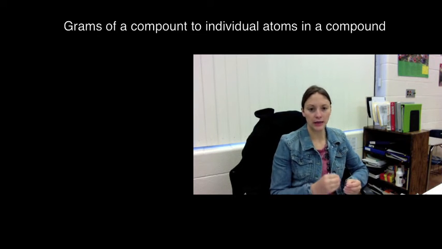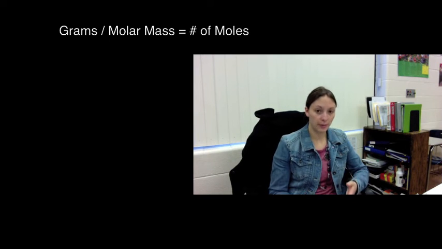The last thing we're going to look at for this half of the chapter is converting from grams of a compound to number of individual atoms of an element in a compound. And we looked at this before, actually, when we talked about converting from molecules of something into carbon atoms, or moles of carbon atoms. So when we do that, you're going to take your number of grams, divide by your molar mass to get your moles, and then we look at the formula.